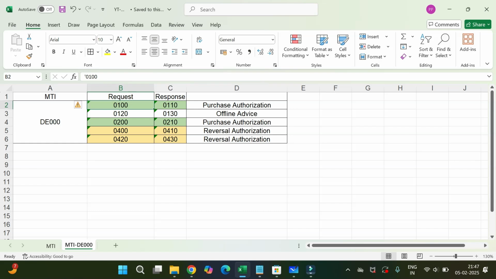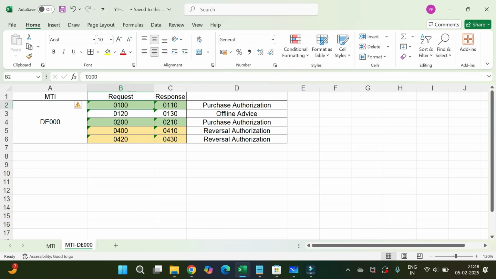You just have to add 10. Then 0120, and the response will be 0130. Then 0200, and the response will be 0210. Then 0400 will be the request and 0410 will be the response. 0420 will be the request and 0430 will be the response.